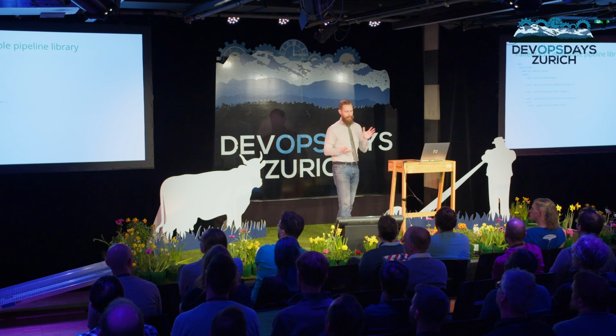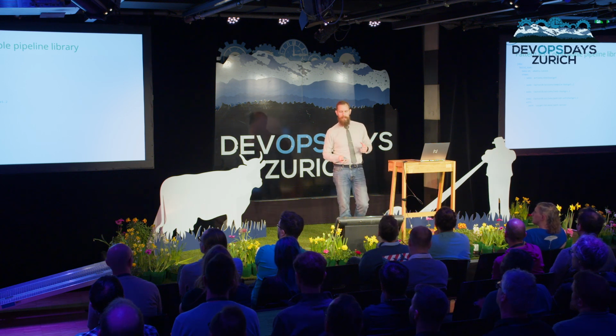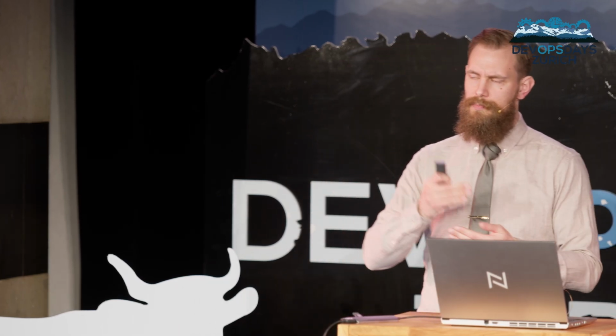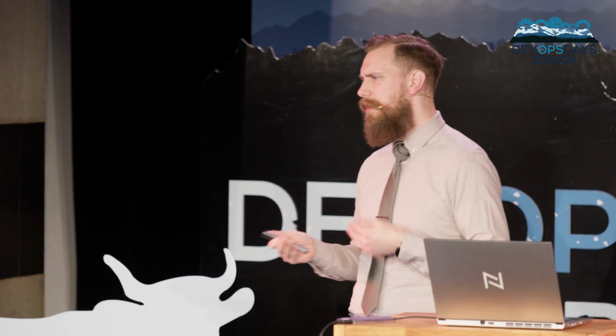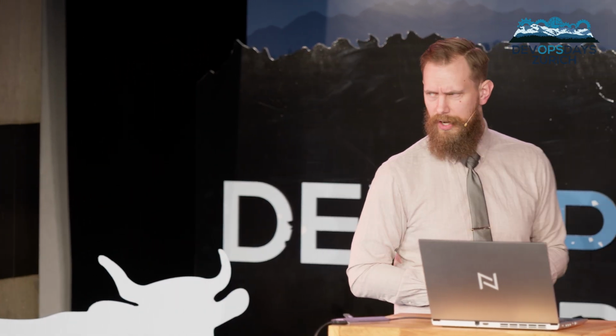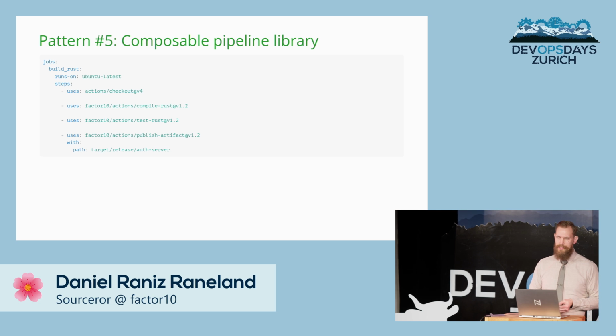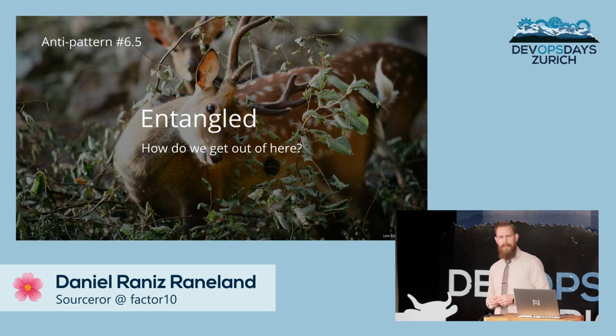So don't build a single pipeline that solves every problem. If you do that, make sure you split it up into reusable parts. Just apply architecture. It's software architecture. Reuse, DRY, whatever principles you really like.